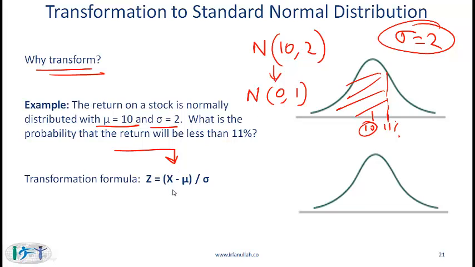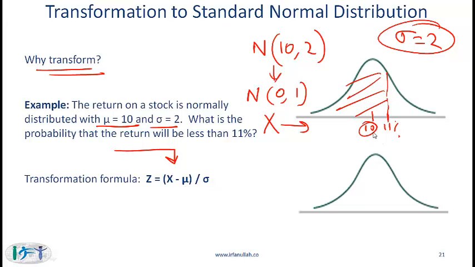You have an x value, and that is what we have over here. For your normal distribution, the one that we are talking about here, the random variable is denoted by big X, and we want to find the probability that this big X is less than or equal to 11. So let's do the transformation of this normal distribution into standard normal using this formula. The z value is equal to x minus mu divided by sigma.